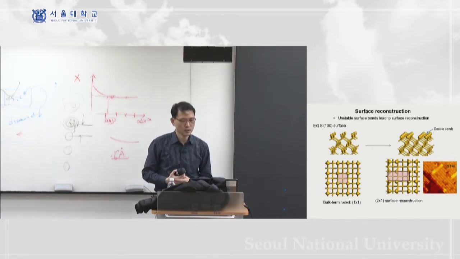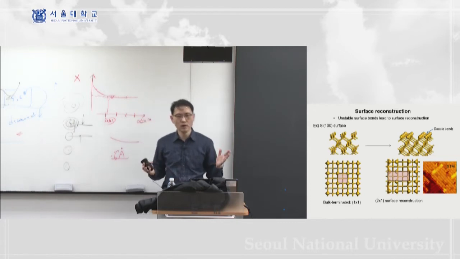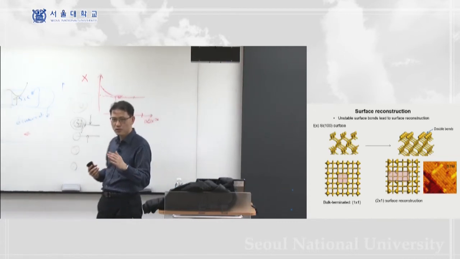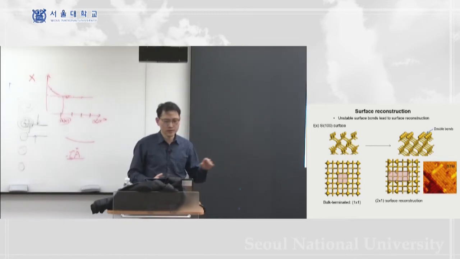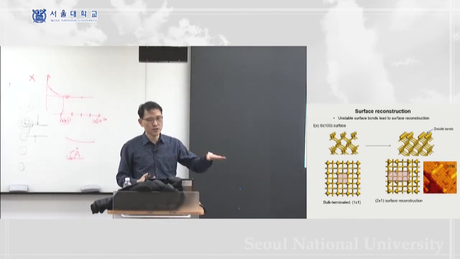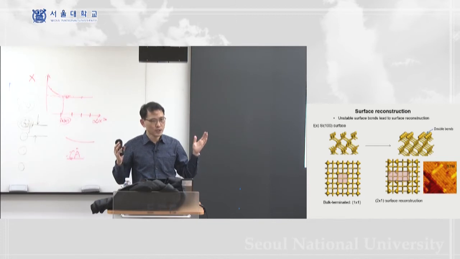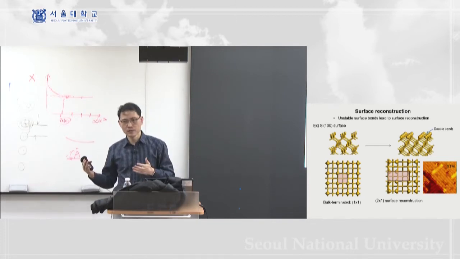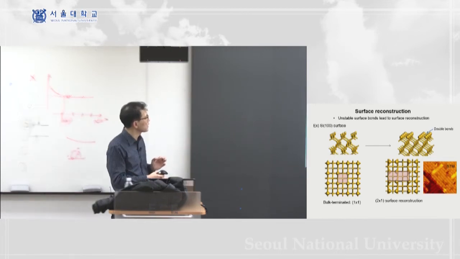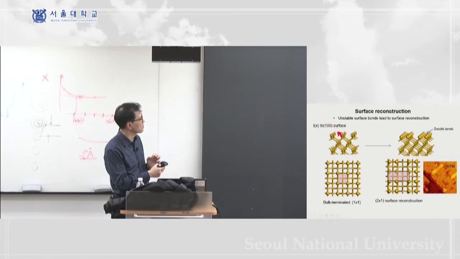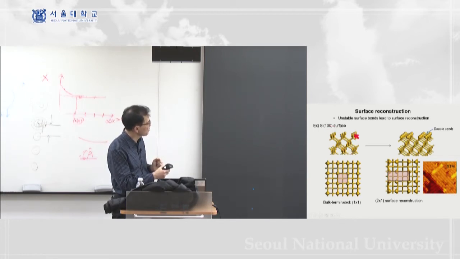Actually, for the bulk terminated surface, we only focused on this bulk terminated structure. But in some cases, or actually in many cases, since the surface has a very unstable bonding, it will induce some form of reconstruction or reforming of the bonding. The most well-known example is the silicon 100 surface. And here, this is a bulk terminated surface.